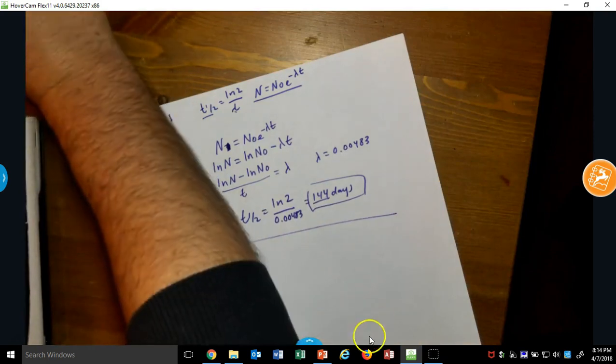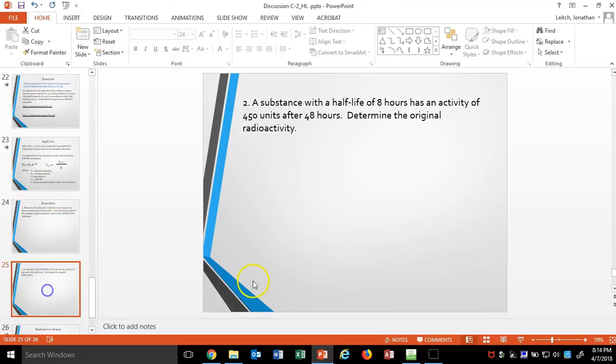Piece of cake. Alright, so the next example says a substance with a half-life of 8 hours. So I have my half-life as 8 hours. Notice I'm writing down my variables as I go. It has an activity of 450 units after 48 hours. So my time interval is 48 hours. And it wants to know the original amount. So 450 units must be my remaining amount. So let's go ahead and solve this one.